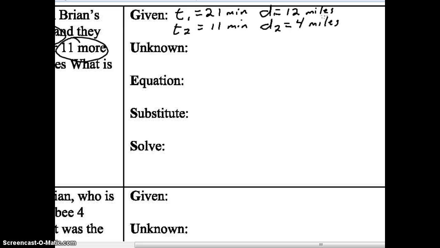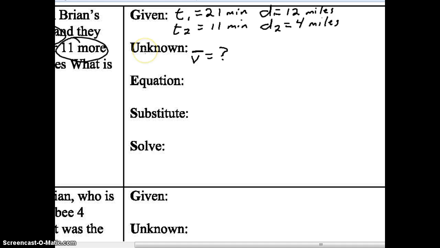So I have my given information here. Time 1 was 21 minutes. Distance 1 was 12 miles. Time 2, the second time that we got from the problem, was 11 minutes more. And then the second distance that they traveled was 4 more miles. So then what's unknown? That means what's the question asking me? We got the given information now. The second step is, what is the question asking me? So the unknown is, we're going to call that V bar. That's a V for velocity with a bar on top, which stands for average. I'm going to say V bar equals, I'm going to put a question mark in there. It shows I don't know what that is.